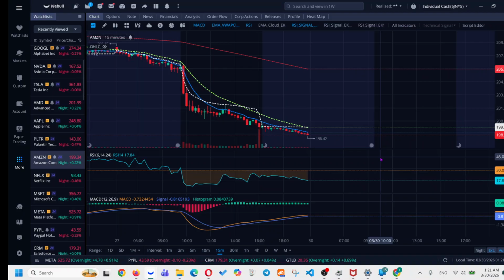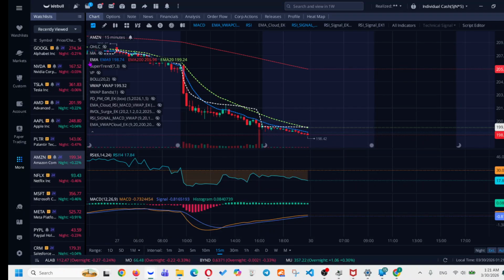So just to give a highlight, I have the indicators listed over here. Some of them are the default indicators. On the screen as shown now, the white line is the VWAP, the blue line is the 9 EMA, the green line is the 20 EMA, and above, the red line is the 200 EMA. So those are the default Webull indicators.